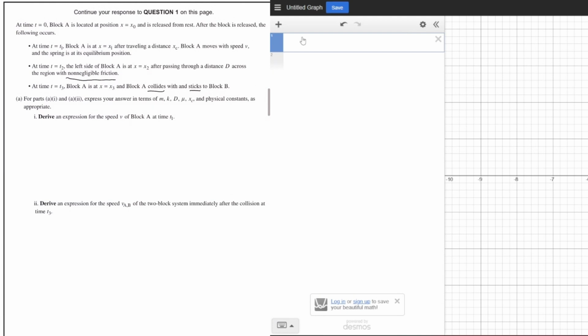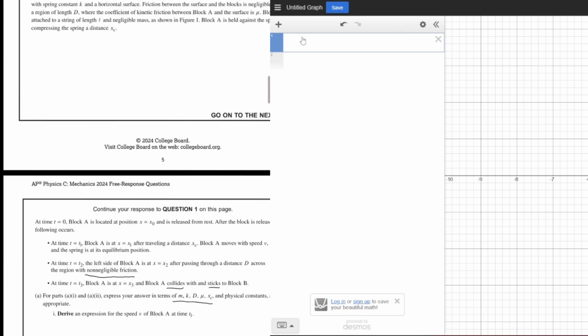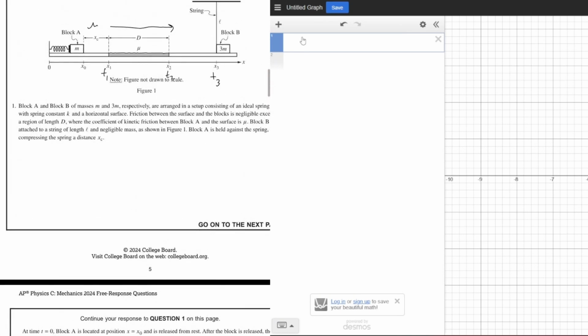For parts A, express your answers in m, k, d, mu, x compressed, and physical constants as appropriate. Derive an expression for the speed v of block A at time t1. So we know that at time t1, there's no friction here. Oh, I wrote mu weird. So there's no friction, so we don't need to worry about that.